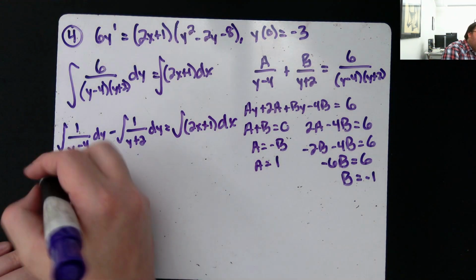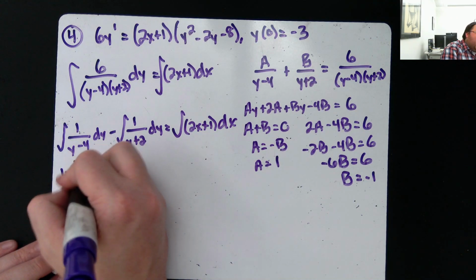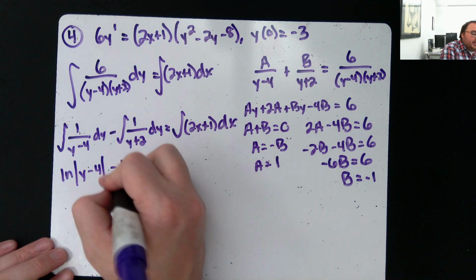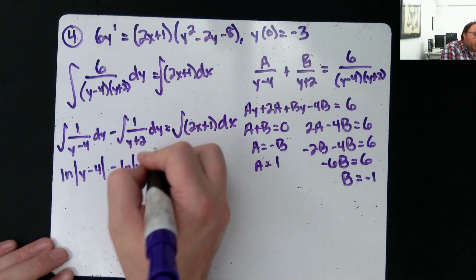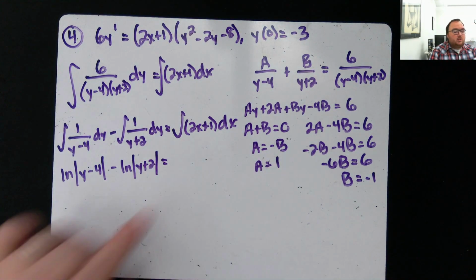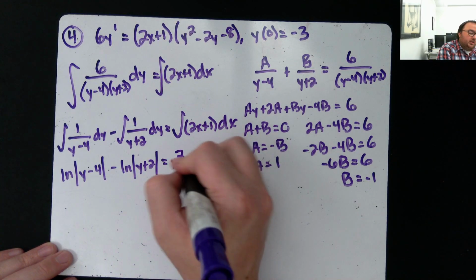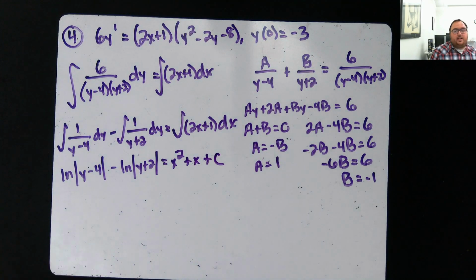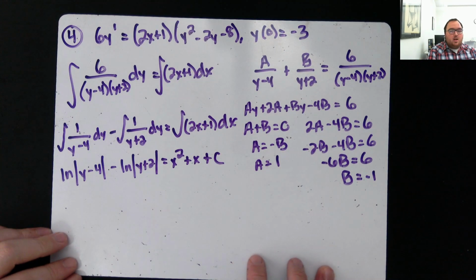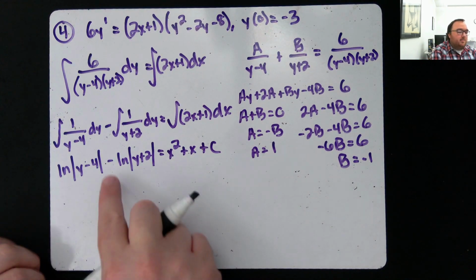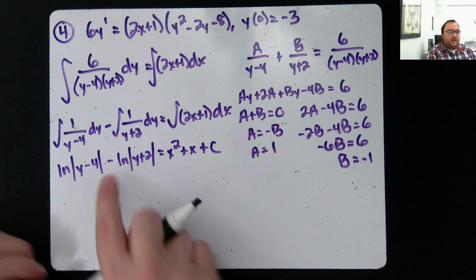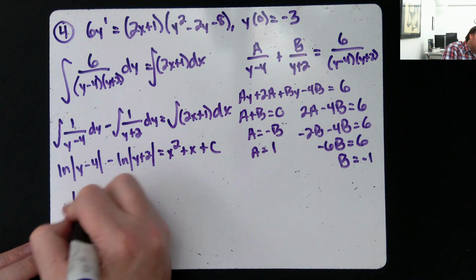These are not very bad at all. This is just natural log absolute value y minus 4 minus natural log absolute value y plus 2 equals, 2x going backwards gives me x squared, 1 becomes just an x, and then plus c. And then now we want to solve this for y. Just like on our last one, since I am subtracting these, I can divide them.